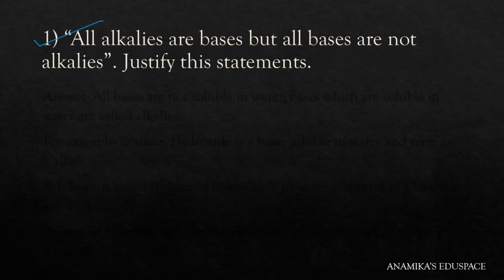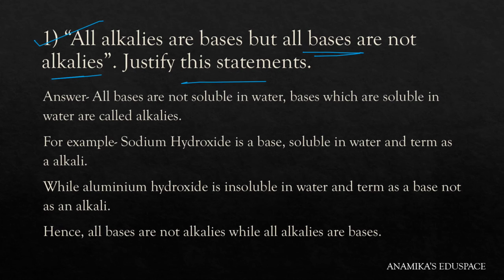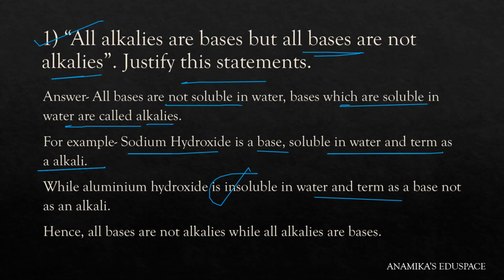Question number 1. All alkalis are bases, but all bases are not alkalis. Justify this statement. Answer. All bases are not soluble in water. Bases which are soluble in water are called alkalis. For example, sodium hydroxide is a base soluble in water and termed as an alkali. Aluminum hydroxide is insoluble in water and termed as a base, not as an alkali.